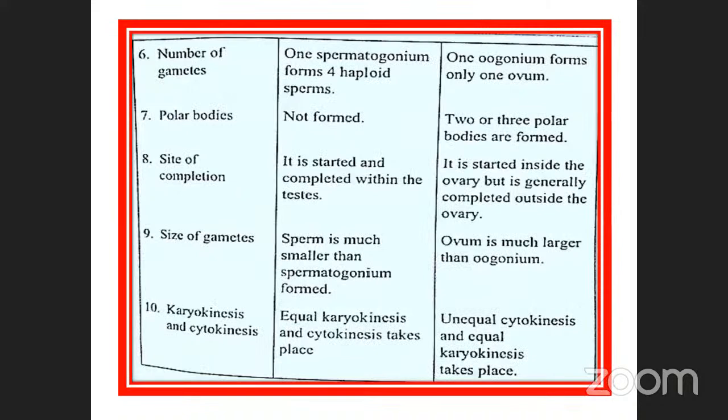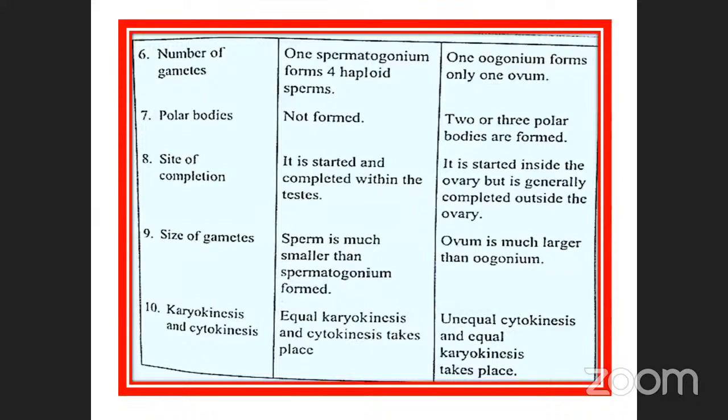Okay, go to the next one. Number of gametes: how many sperm are produced? Four haploid sperms, whereas only one ovum is produced. Polar bodies are not formed in spermatogenesis, but in oogenesis two or three polar bodies are formed. As we already discussed, two polar bodies, one is a tiny polar body and another is the previous one.